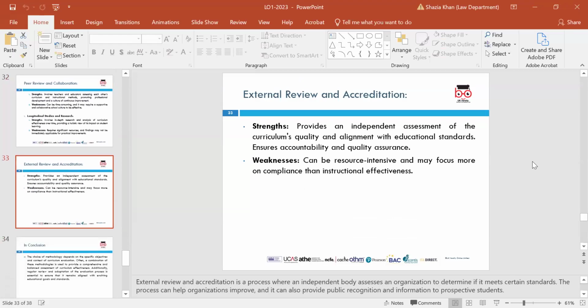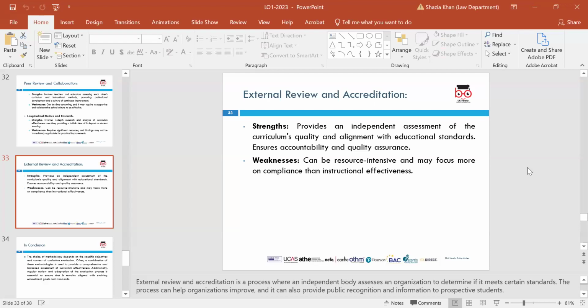External review and accreditation. External review and accreditation is a process where an independent body assesses an organisation to determine if it meets certain criteria. The process can help organisations improve, and it can provide public recognition and information to prospective students. The purpose of accreditation is to encourage organisational development and to ensure that graduates can practice safely and competently. The process typically involves an independent body selecting external reviewers who then evaluate the organisation's compliance with the standards and requirements, and the review can include a desk-based study of documentation and a visit to the organisation as well.